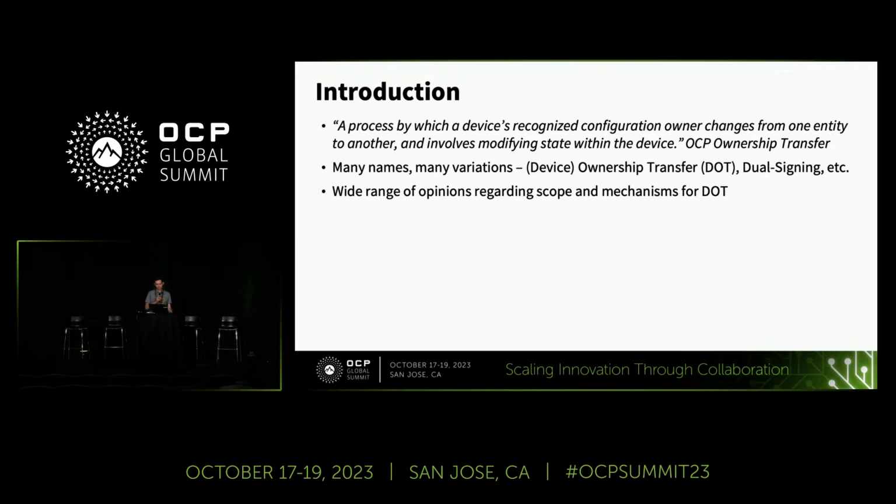So the existing OCP ownership transfer document defines ownership transfer as a process by which a device's recognized configuration owner changes from one entity to another and involves modifying state within the device. Generally speaking, for those of you who have been at OCP for a little bit, you know that ownership transfer goes by many names with many variations. At NVIDIA, we call it device ownership transfer, or DOT for short. There is sort of a religious debate about whether it's DOT or DOT. I'm firmly on the DOT side, just for reference.